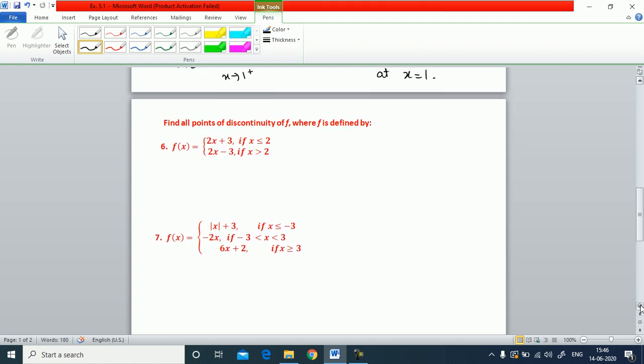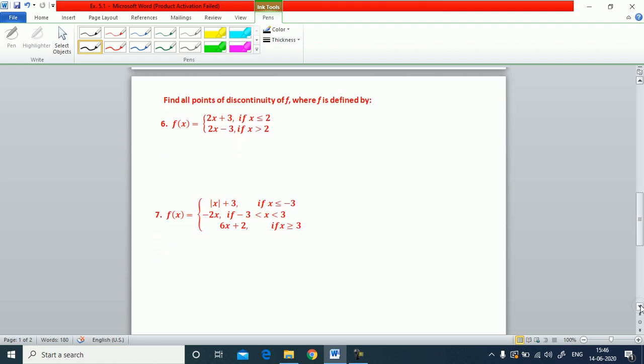Okay, taking some more of the same type. Now in the coming questions, we will find all the points of discontinuity for the function defined in this manner. So when they say find all the points of discontinuity, we are checking for all real numbers. Now you look at the function, read it thoroughly. It says when x is strictly less than 2, f(x) will be 2x plus 3. That means a polynomial function. For x strictly greater than 2, f(x) is 2x minus 3. That is also a polynomial function.